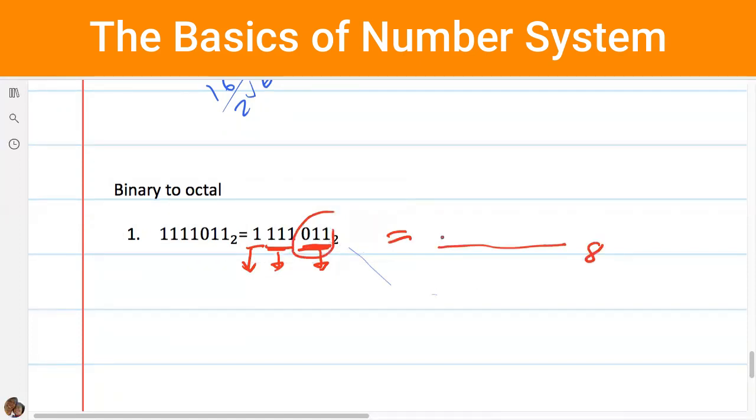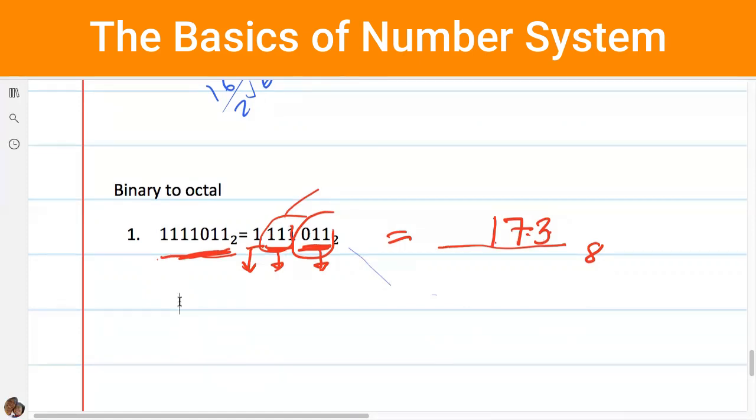So take note, 0, 1, 1 is equivalent to, oh yes, that's 3. What about 1, 1, 1? Go back to your table. 1, 1, 1 is 7. And what about this one? 1, 1, 1, 0 is... Meaning to say, the value of this binary number is equivalent to 173 in octal form. Okay, that is very simple. Let's try to reverse the process.